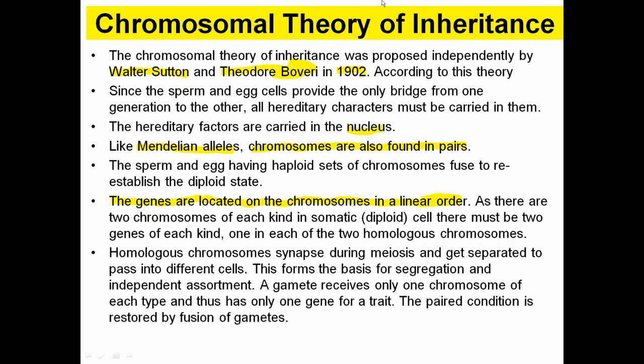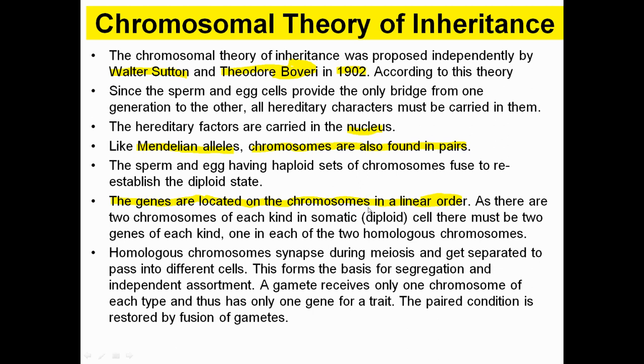Now comes the chromosomal theory of inheritance. It was proposed by Sutton and Boveri in 1902, and it came into existence when we had an idea about sperm and egg formation, and these sperm and eggs are responsible for the transmission of characters from one generation to the next generation. The heritable factors are present in the nucleus, and as you know, in the Mendelian form, these are the alleles which occur in pairs in the form of homologous chromosomes. In the diploid organism, sperms and eggs fuse, and diploidy is prevalent in the further generation.